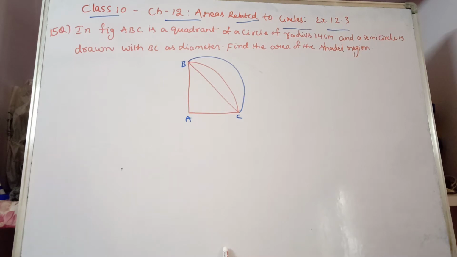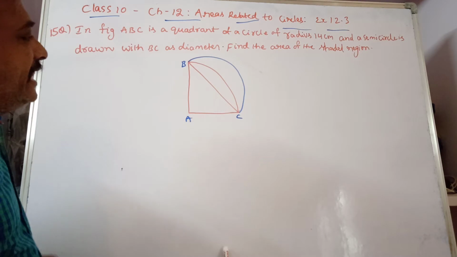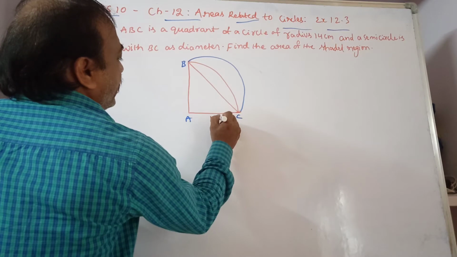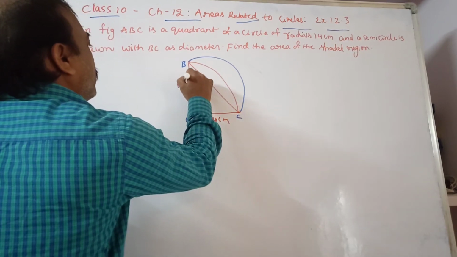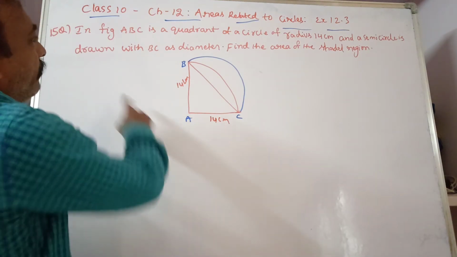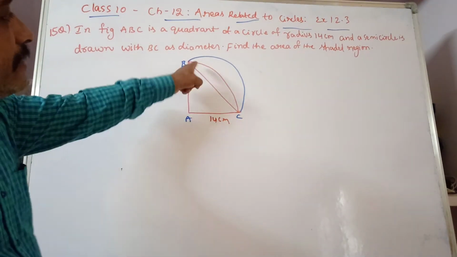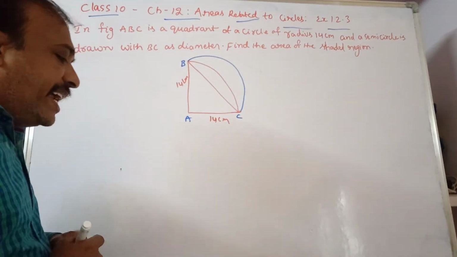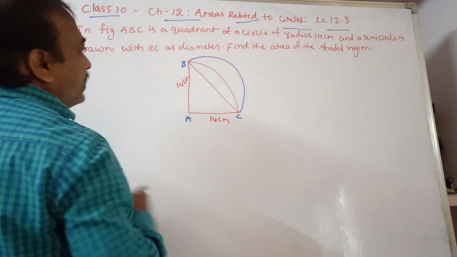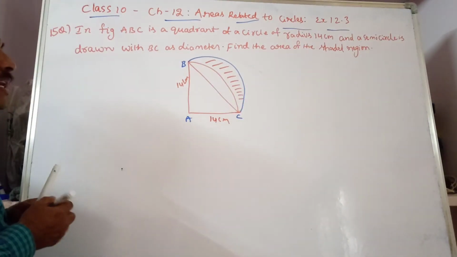Now here we have question number 15. In the figure, ABC is a quadrant of a circle of radius 14 centimeter. So this is 14 centimeter from A, this also 14 centimeters, and a semicircle is drawn with BC as a diameter. Find the area of the shaded region. Which portion is shaded here? This portion is shaded.